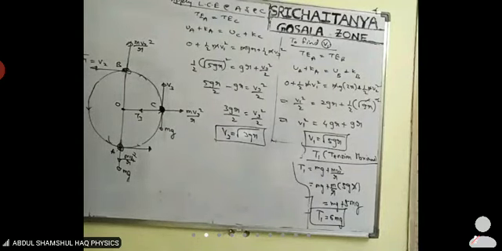LC stands for Law of Conservation of Energy. According to the Law of Conservation of Energy, if the total energy at this point is 10 joule, here also it should be 10 joule. Have you understood?